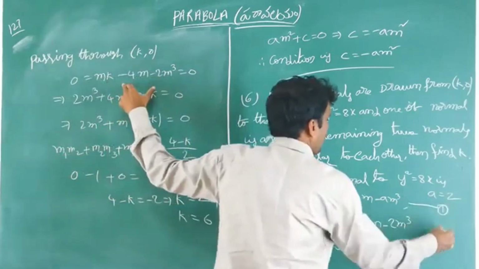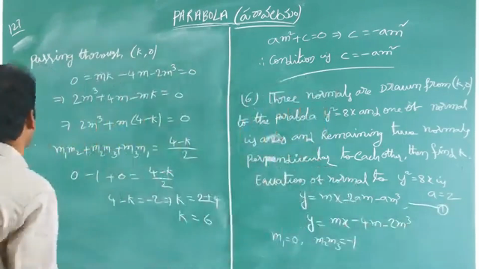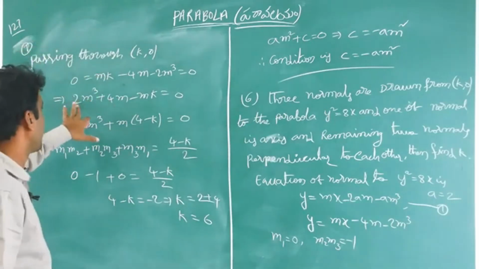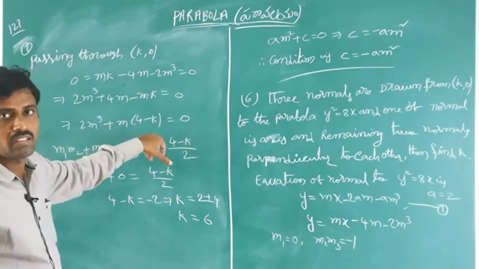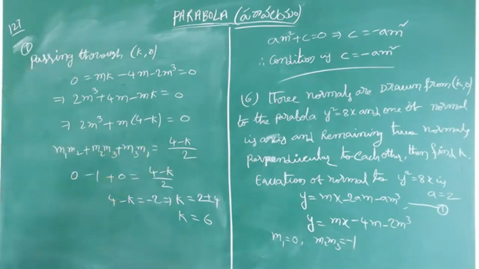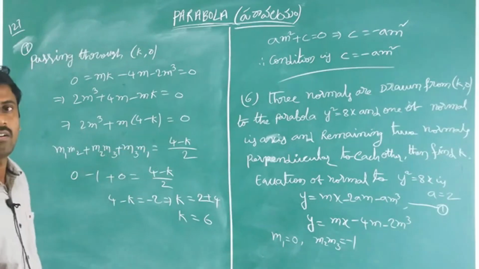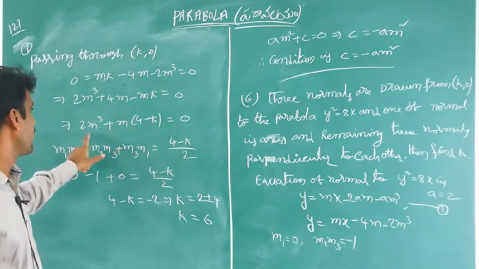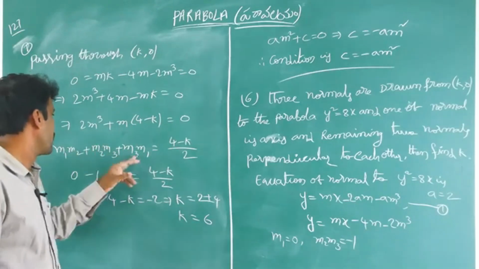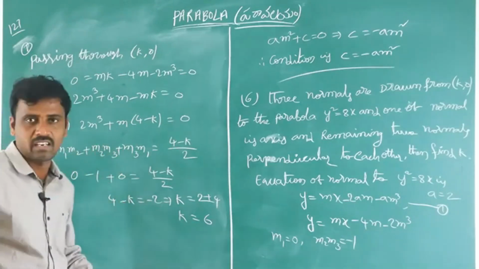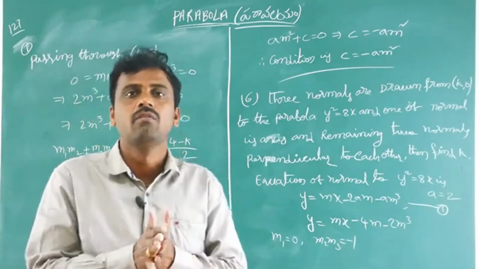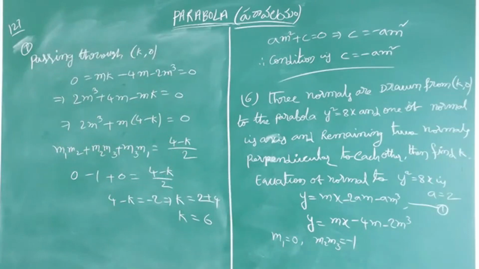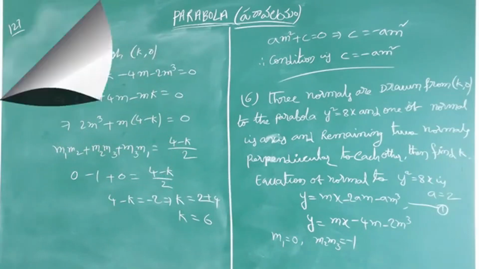This is equation number 1. It passes through (k, 0). Substitute x = k, y = 0, we get 2m³ + m(4 − k) = 0. This is a trinomial in m's. Therefore, the sum of the product of two roots, m coefficient by m³ coefficient: m1 = 0, m2 m3 = −1, that implies 4 − k = −2, k = 4 + 2 = 6. That is problem 6.